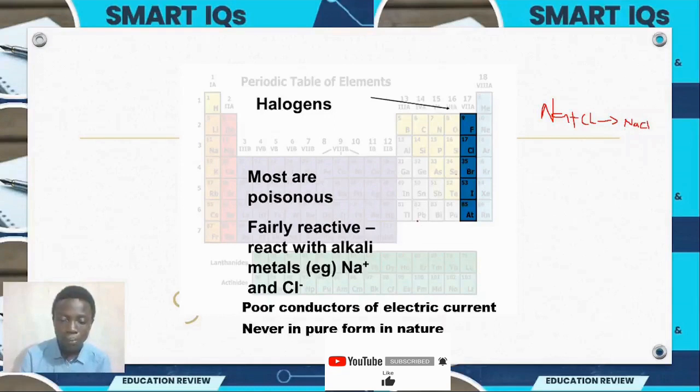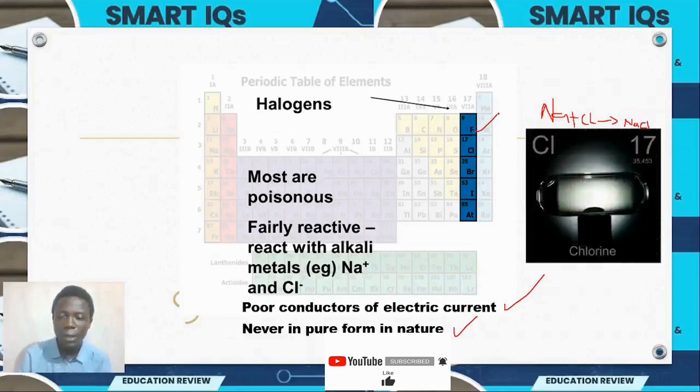Are we together? Good. They are also poor conductors of electricity, okay? And they are never in pure form as far as nature is concerned. They are never in pure form in nature. So, among them, fluorine is the most electronegative element. Are we together? Good.